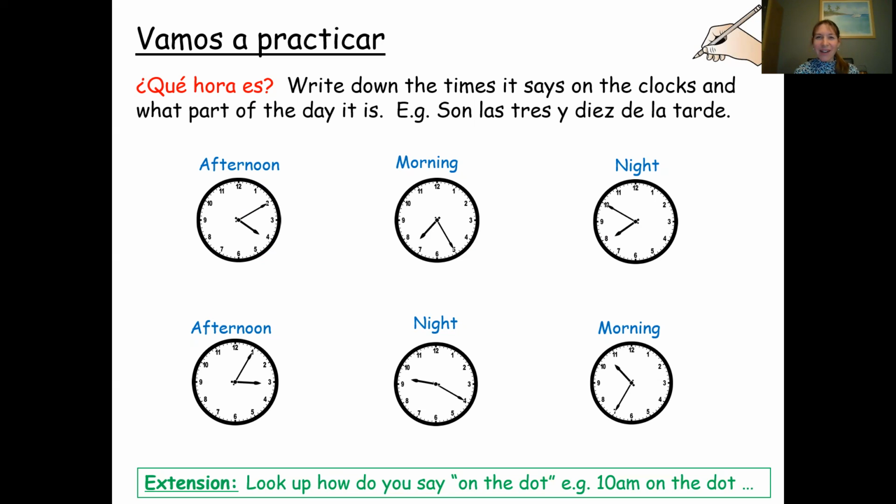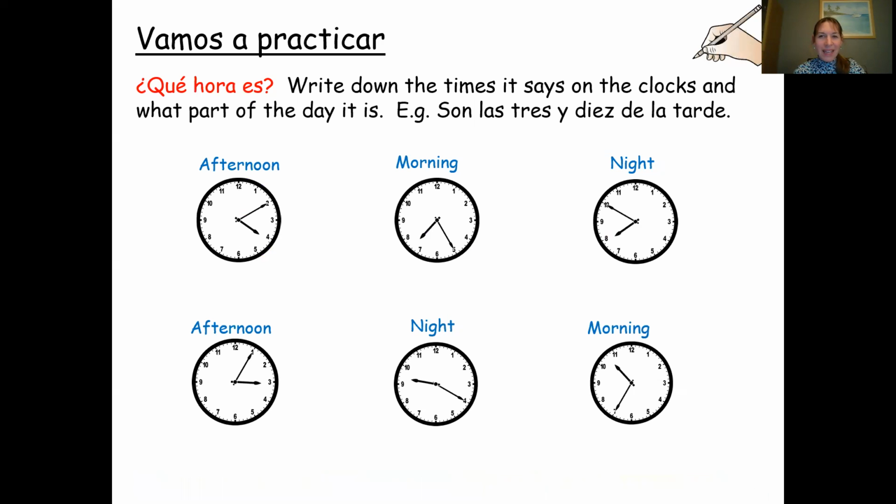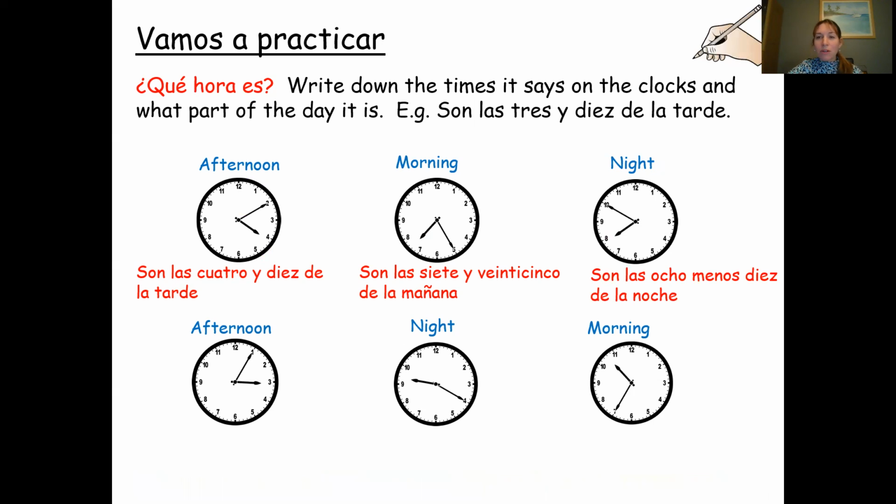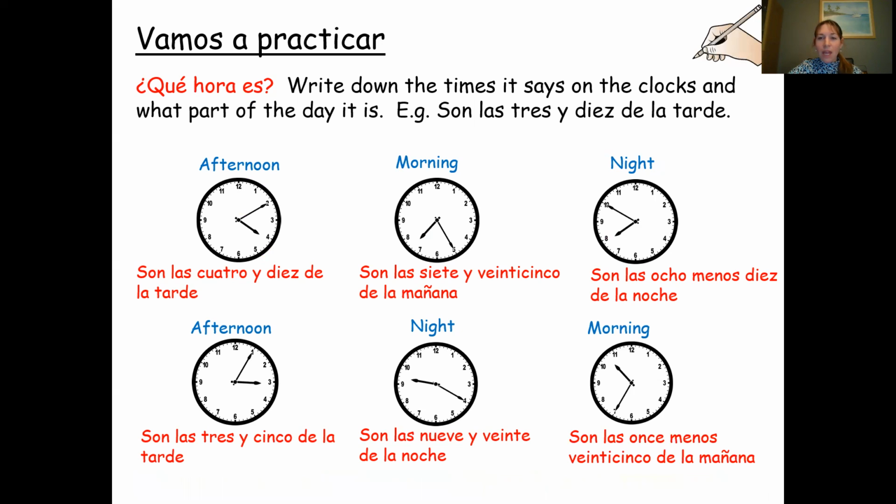Muy bien. Let's have a look at how you got on with that one. So your answers are: son las 4:10 de la tarde, son las 7:25 de la mañana, son las 8:10 de la noche, son las 3:05 de la tarde, son las 9:20 de la noche, son las 11:25 de la mañana. Give yourself a score out of 6 for that.